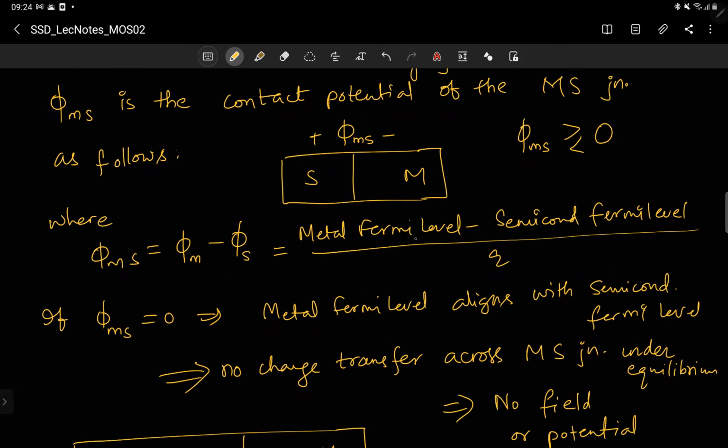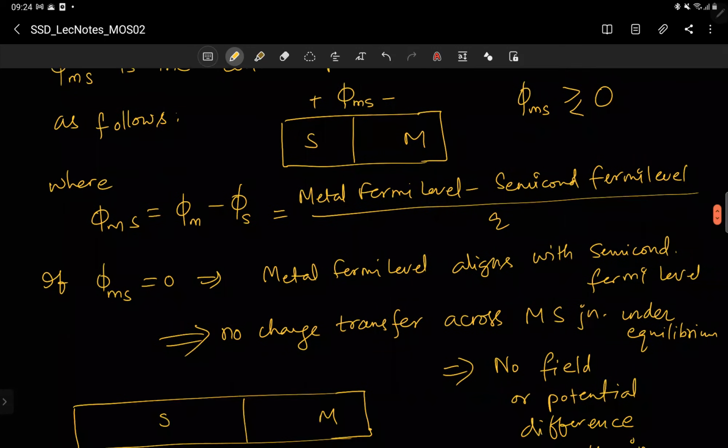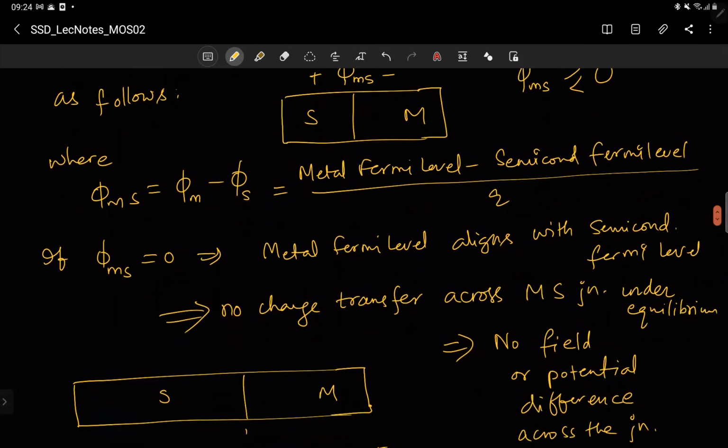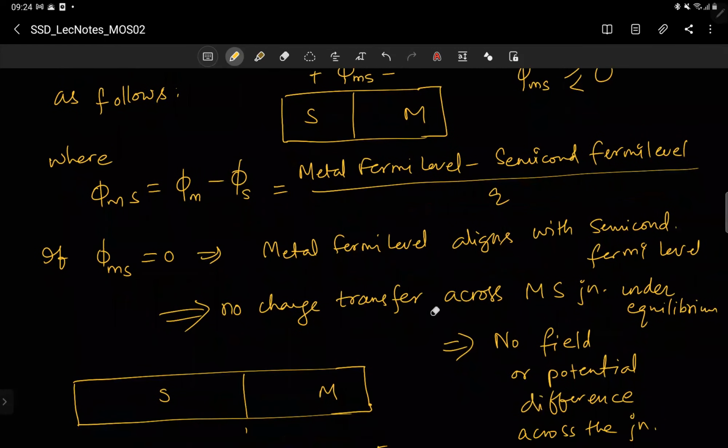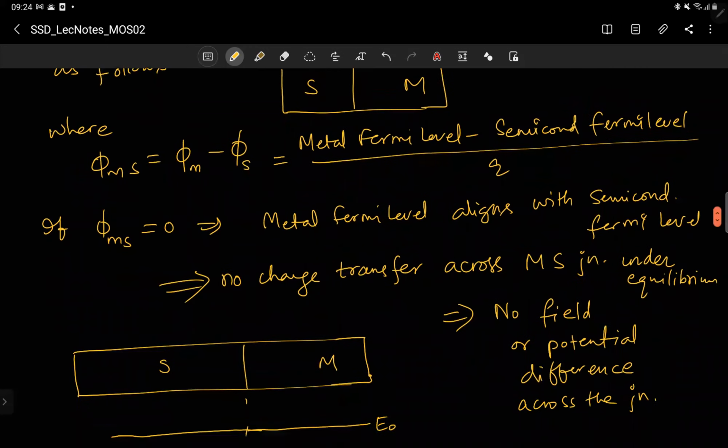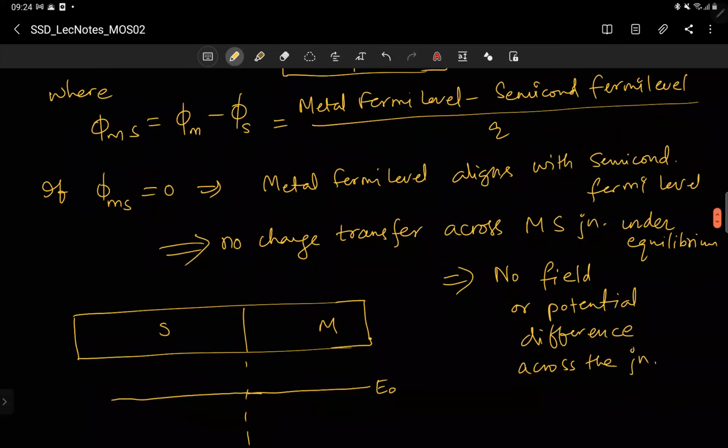So indirectly, it is the difference between the Fermi levels. If phi ms is equal to 0, it means the metal Fermi level aligns with the semiconductor Fermi level, which is the case of no charge transfer across the metal semiconductor junction under equilibrium. Now you will understand why we say that for an ideal MOS junction you should have phi ms equal to 0: only when phi ms is 0 do the metal and semiconductor Fermi levels align with each other, in which case there will be no charge transfer, because Fermi level aligning means no charge transfer.